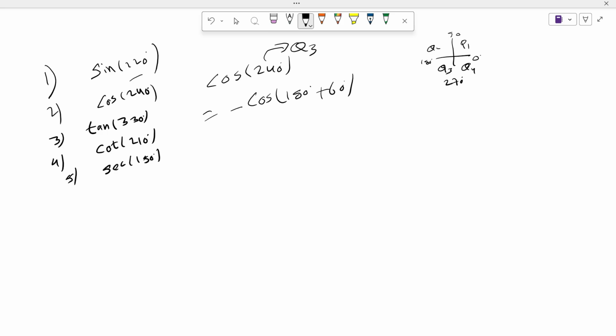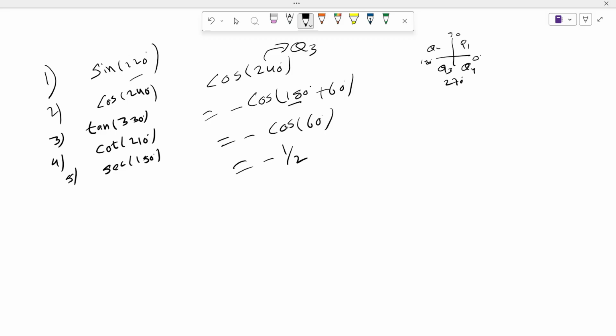60 degrees. In this case we will get minus cos of, again discard this unit place number and see this number, 18 is even, so this cos will become cos as it is. Okay, and then cos 60. Now look at the table. What is cos 60? Cos 60 is 1 by 2, so we will get the answer as minus 1 by 2.